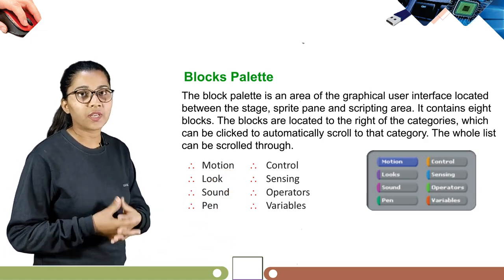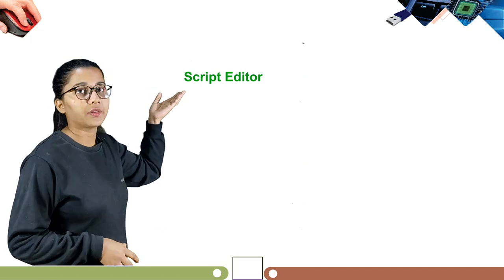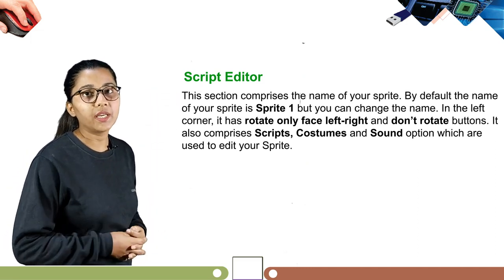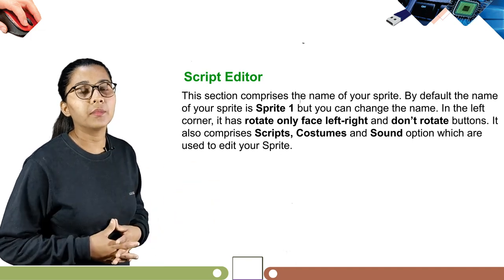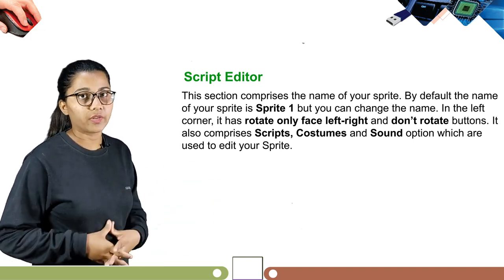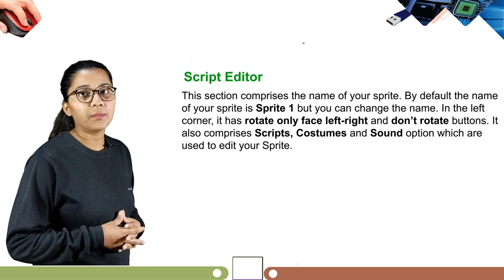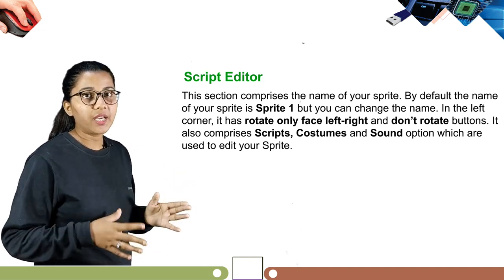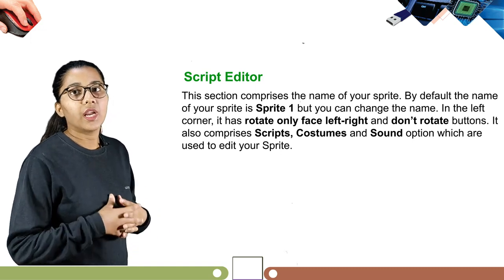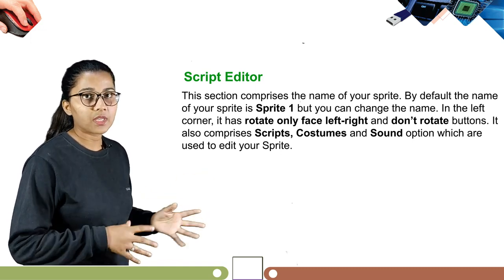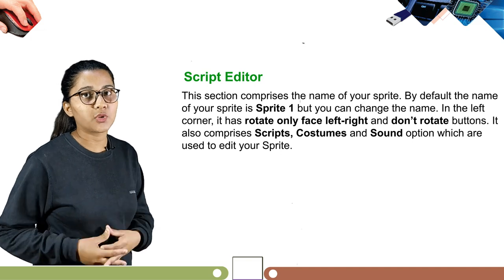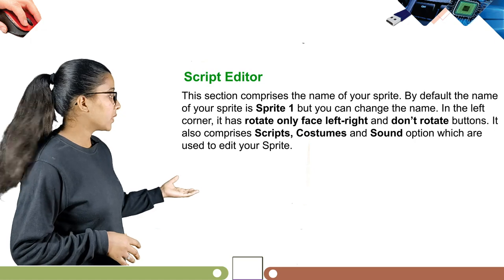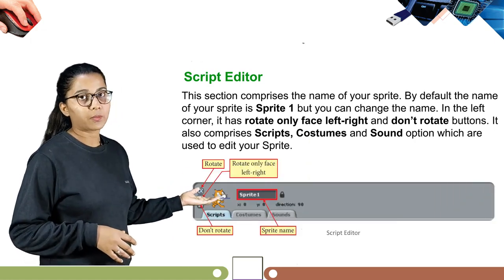Now students, our next topic is script editor. This section comprises the name of your sprite. By default, the name of your sprite is sprite1, but you can change the name in the left corner. It has rotate only, face left right, and don't rotate buttons. It also comprises scripts, costumes, and sound options which are used to edit your sprite. Here you can see the interface of the program.